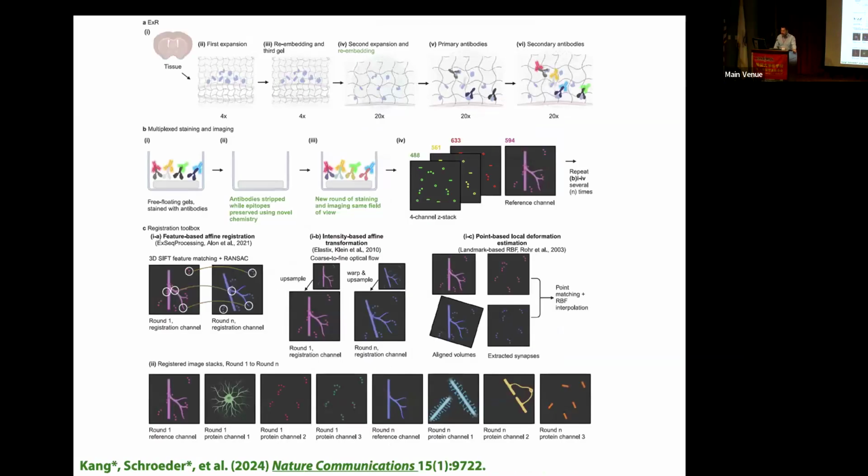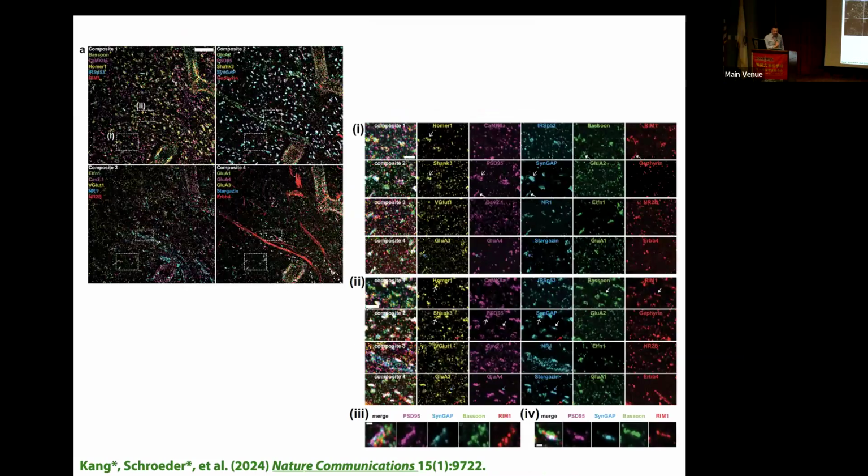I should point out, Jin-Young Kang and Margaret Schroeder went on to show that there's another nice feature of decrowding. You can stain, image, and wash over many, many cycles. And so this just shows a schematic of the protocol, but it's all published. So I think I'll just show you the data.